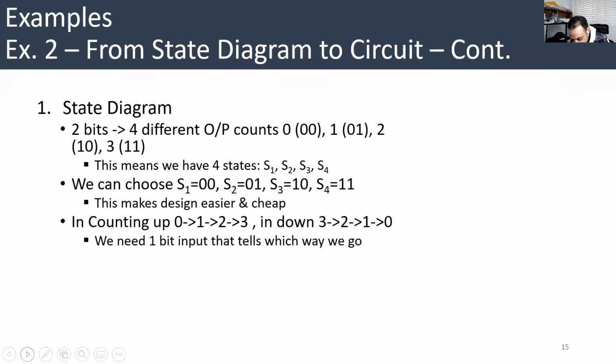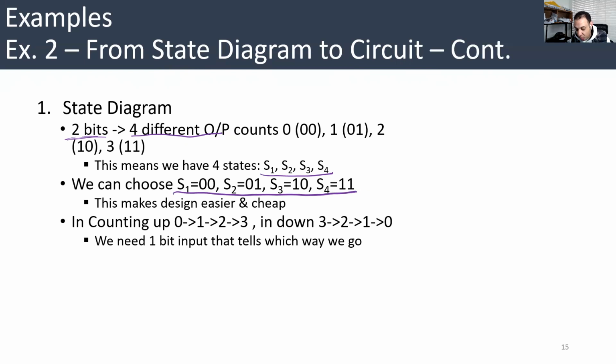So we need 2 bits because we have 4 different output counts, 0 1 2 3. So we have 4 states, S0, S1, S2, S3, just names. You don't have to call them S0 to S3. You might even call them A, B, C, D, whatever. You are free to choose whatever you like.